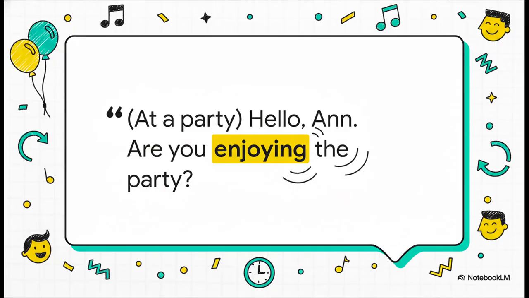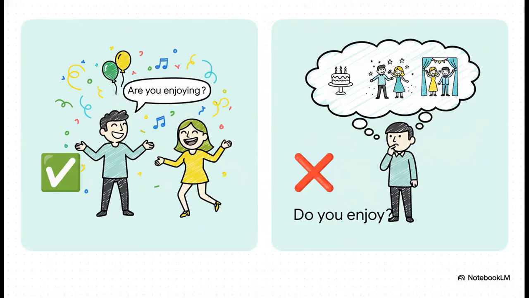Okay, let's try another scene. You're at a party, you see your friend Anne. You'd ask her this. You want to know how she's feeling at this moment, during the party. The party is happening, and her enjoyment, or not, is happening right along with it. And again, look at this difference. Asking, are you enjoying, is about right now, about this specific party. But if you asked, do you enjoy parties, you're asking about her general opinion of all parties everywhere. It's a tiny change in words, but a huge change in meaning.